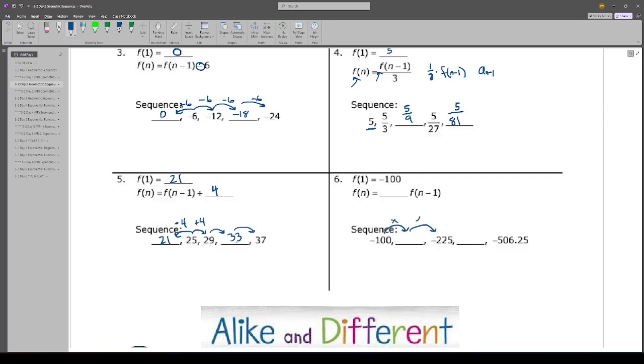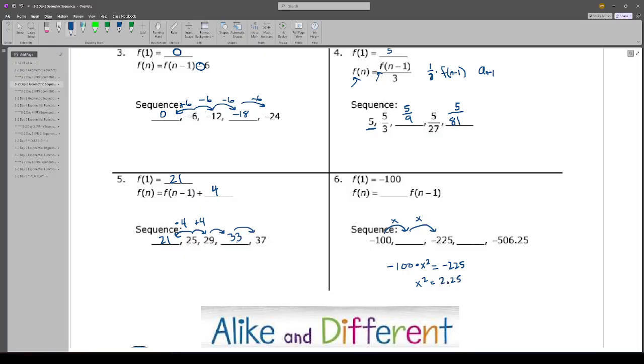So let's call this x and x. So we have -100 times x squared, because we've multiplied by x twice, equals negative 225. So we can divide by negative 100 and get x squared equals positive 2.25.